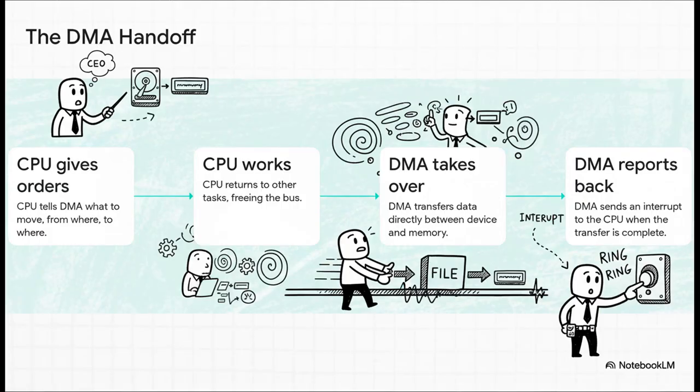And the process is just beautiful in its simplicity. The CEO gives one single instruction: move this entire file from the hard drive over to this spot in memory. And then, the CEO goes back to doing important CEO things. The DMA assistant takes complete control of the system bus and handles the entire transfer, all by itself directly. And when the job is finally done, it just rings the CEO's doorbell. It sends an interrupt to say, "Hey boss, all finished."